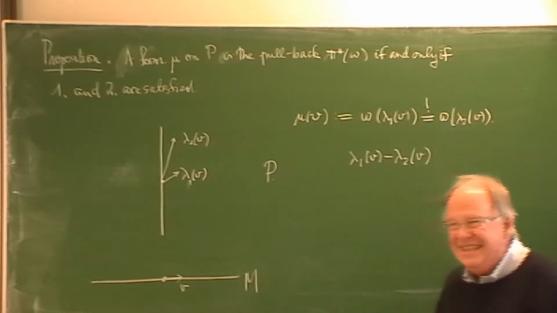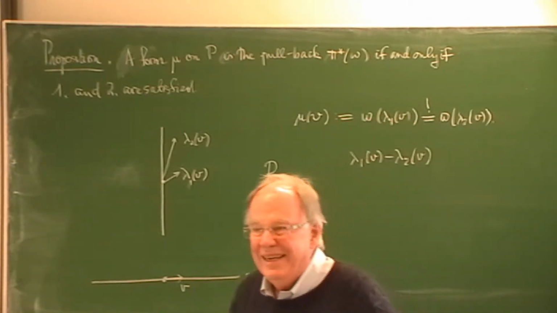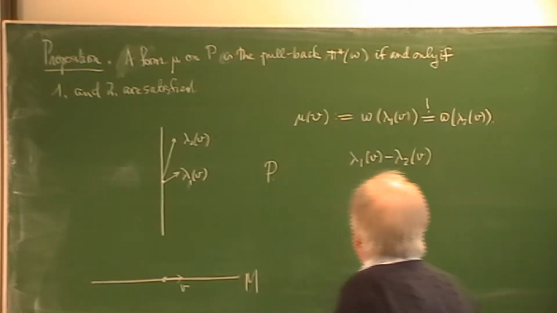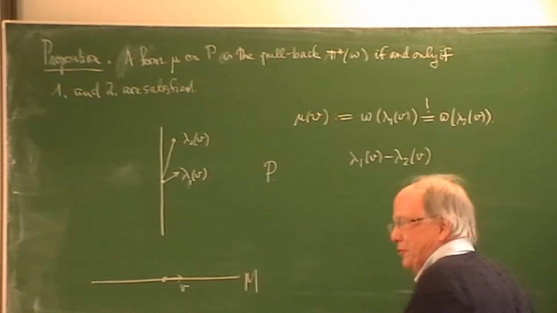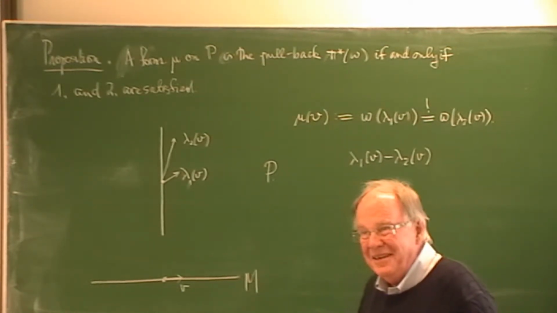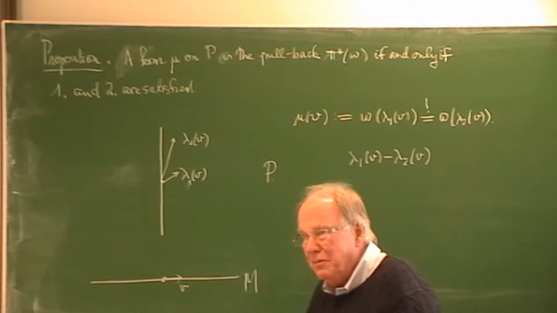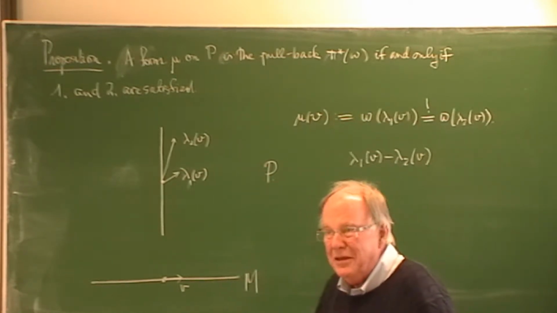Now, yeah? Isn't mu the form upstairs and omega form downstairs? This is absolutely right. This is what I'm doing. Let's go through the logic again to make sure. Apparently, I didn't explain nicely.